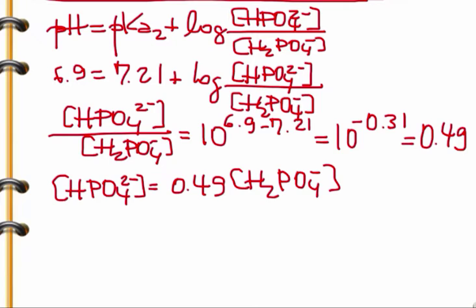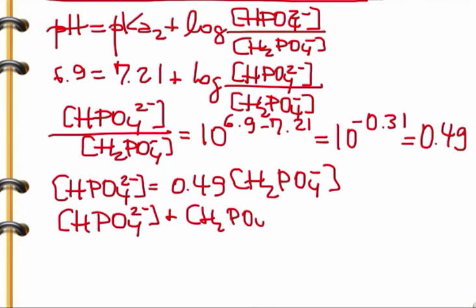We have another equation that we know for this buffer: the concentration of HPO4 2 minus plus the concentration of H2PO4 minus is going to be 0.02, because that's the buffer that we have. We have a 0.02 molar buffer solution, okay? Now we have 2 equations and 2 unknowns. We can find out what they are.